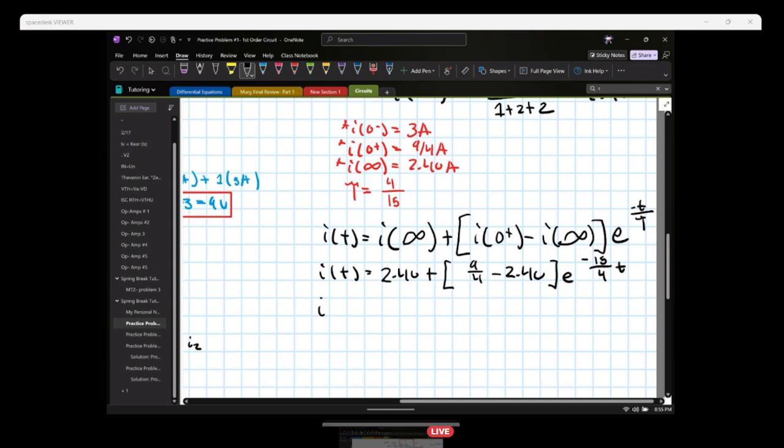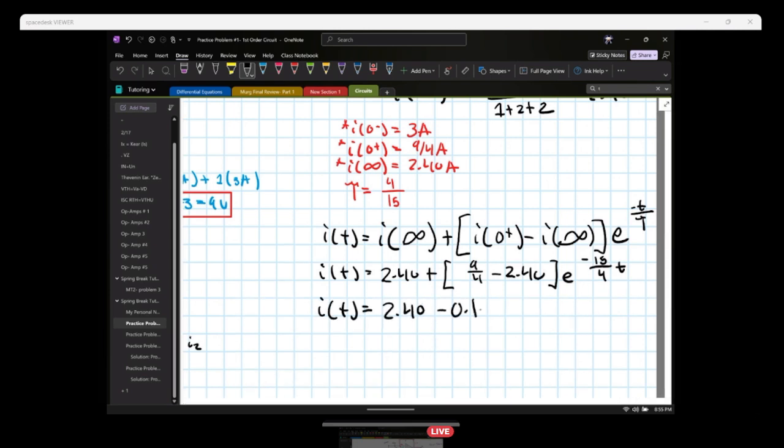Good. I of t equals 2.40 minus 0.15 e to the negative t over 4. And that should be your final answer.